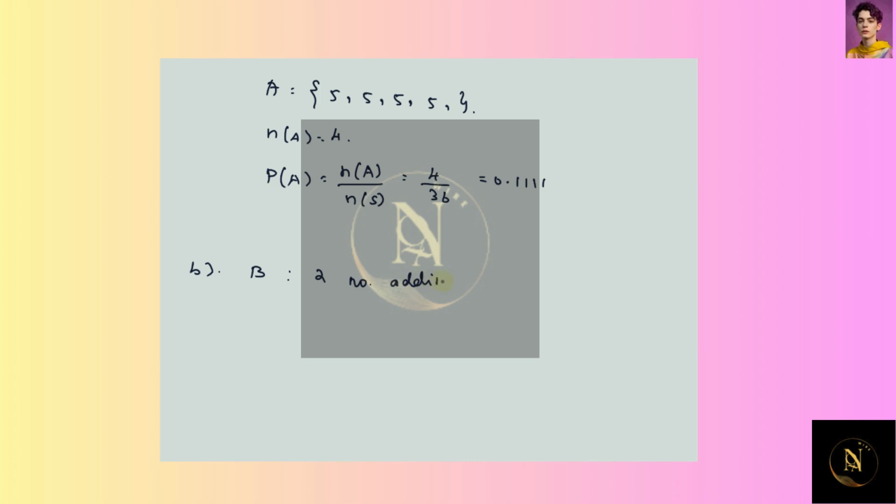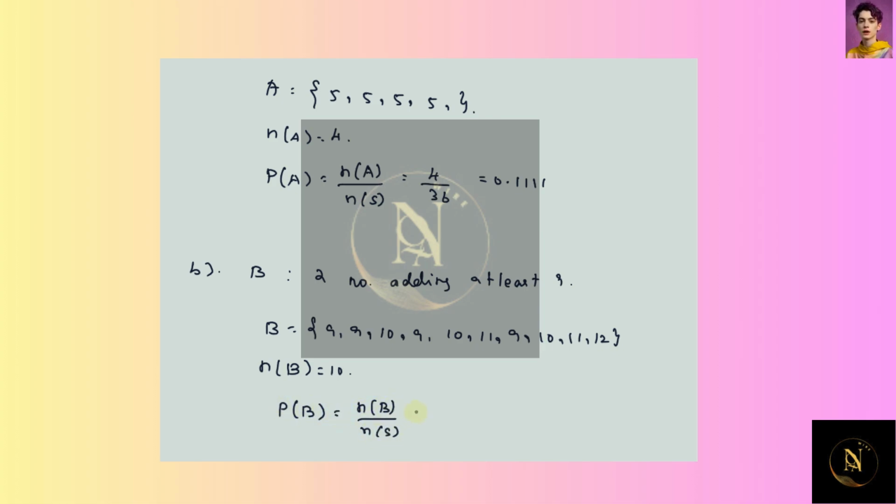Now for subpart B, suppose the event B is that the 2 numbers added give at least 9, which is B equal to 9, 9, 10, 9, 10, 11, 9, 10, 11 and 12. So the number of B is equal to 10. Then the probability of B, which is number of B divided by number of S, is 10 by 36. We get 0.2778.